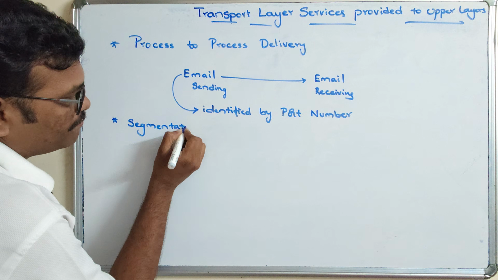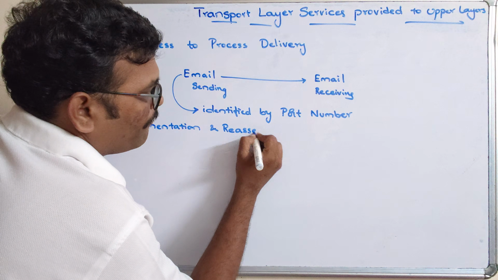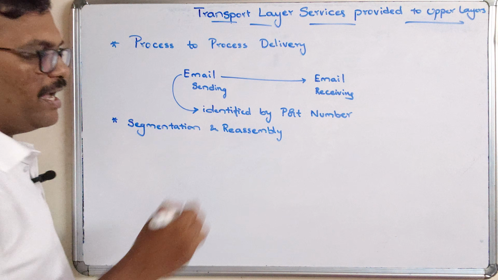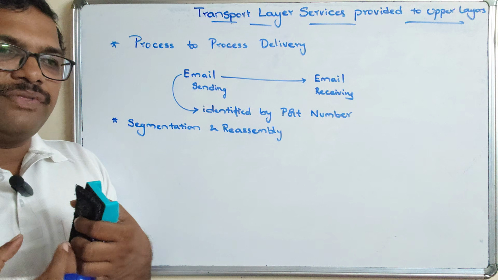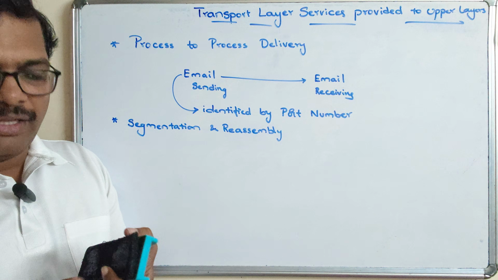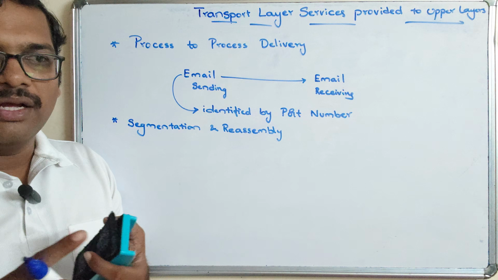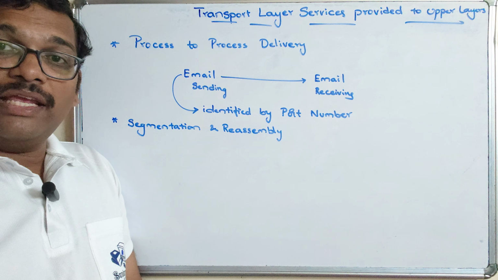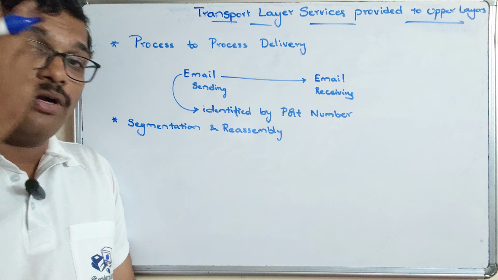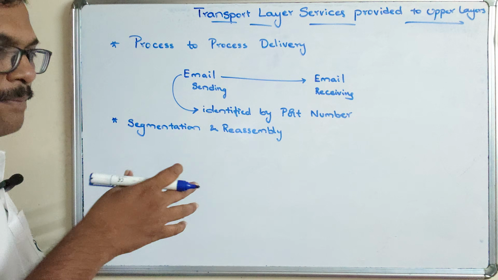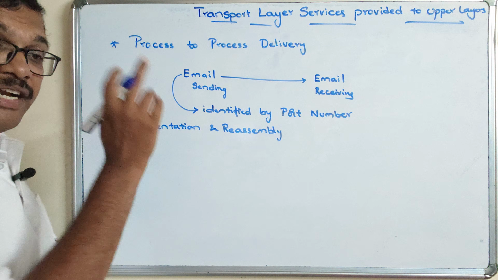segmentation and reassembly. So segmentation and reassembly means if the data is beyond the bandwidth, the data cannot be sent at once. Sometimes this happens. So in that case, that means if the size of the data is beyond the bandwidth, automatically the complete data will be divided into different parts. So that we call segmentation.